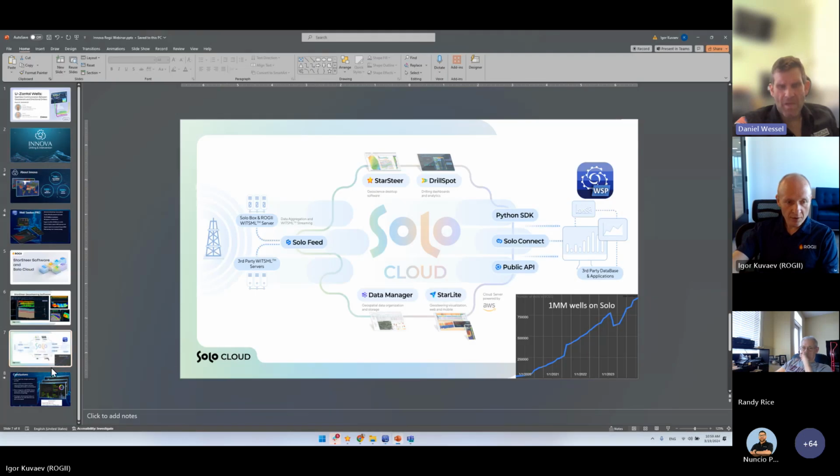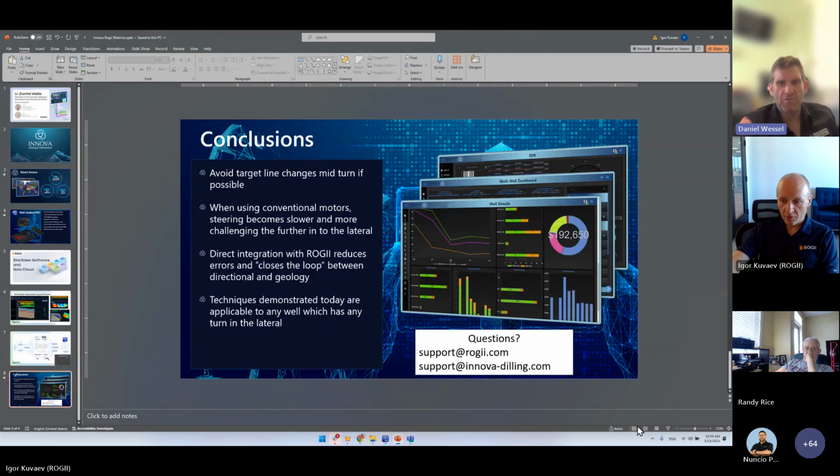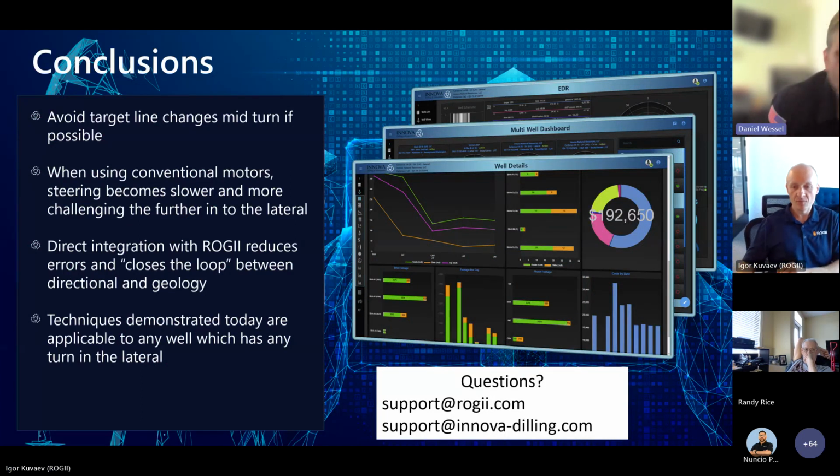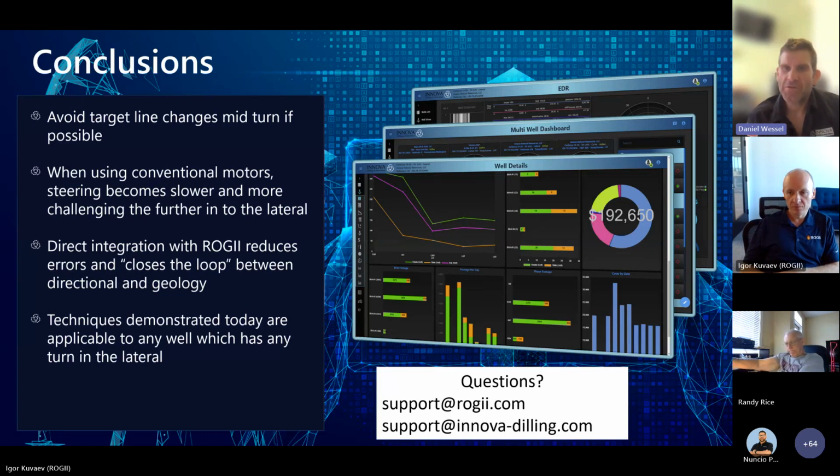Hey, Igor, I guess we can go to our conclusions. Yeah, I think we kind of started them, but yeah, go ahead, Daniel. Yeah, so we've really got 4 main conclusions here. The first one, and the biggest one, I would say, is, if possible, avoid target line changes during a turn. Easy as that. If you don't have to, don't do it. That's from both the geological standpoint and the practical aspect that the DD is trying to steer a turn.